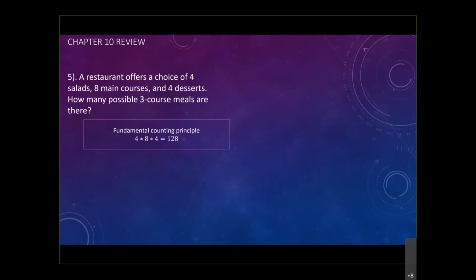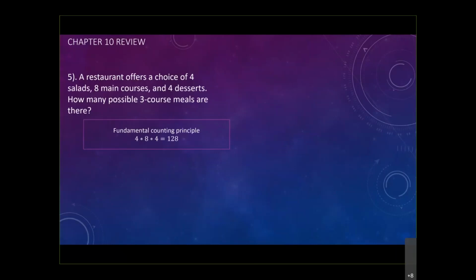128. Again, this is your fundamental counting principle: take the total of each of your categories and multiply them among themselves, right? So this is how many ways you can pick 1 salad, 1 main course, and 1 dessert.